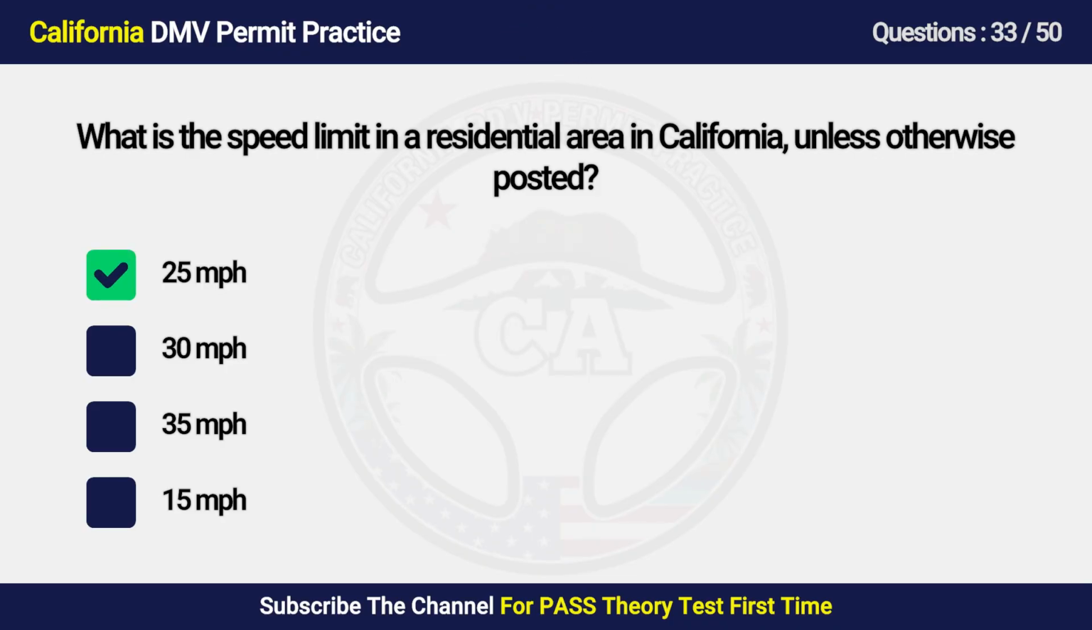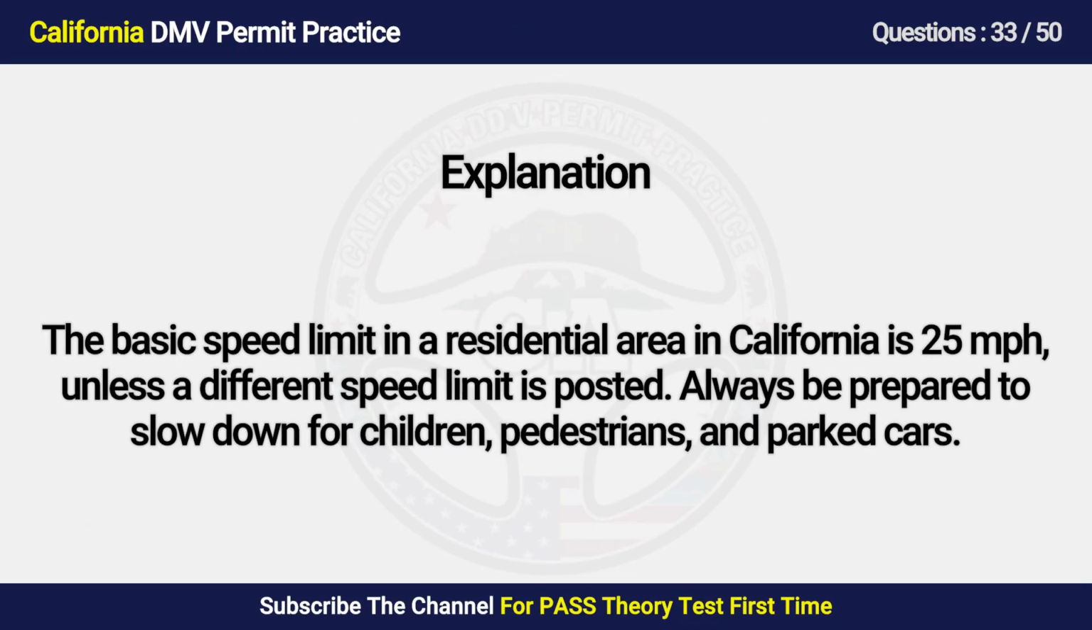Answer is A, 25. The basic speed limit in a residential area in California is 25, unless a different speed limit is posted. Always be prepared to slow down for children, pedestrians, and parked cars.